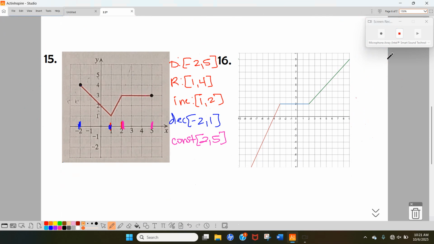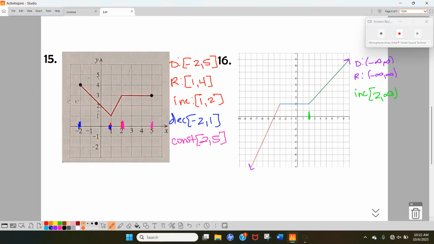All right, so for this next one, for domain, I'm going to say let's put arrows on this. So from -infinity to infinity for domain and range. And then they have this already color coded. So we'll say it's increasing. The green piece is what's going up. And that happens from 2 to infinity.